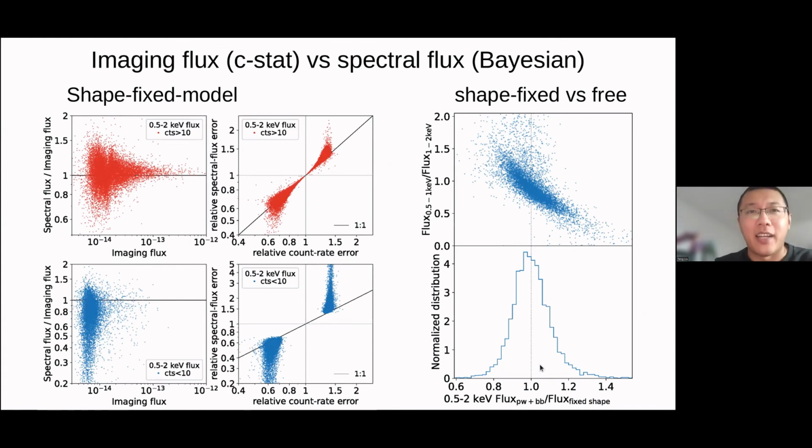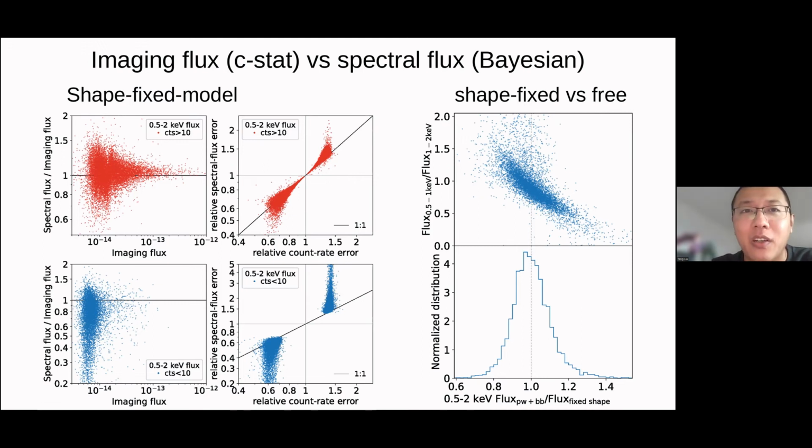Okay, so at last, I want to show you a comparison between the flux measured through spectral fitting and in the catalog. In the catalog, we have a flux measured based on the image. I call it the imaging flux. As I just said, we assume a spectral shape and then use an energy conversion factor to convert count rate to flux. The count rate is also measured by fitting. It's similar to spectral fitting, but it's just image fitting using a PSF model.